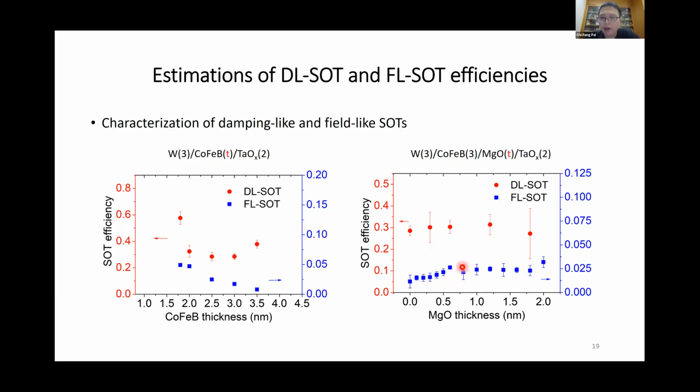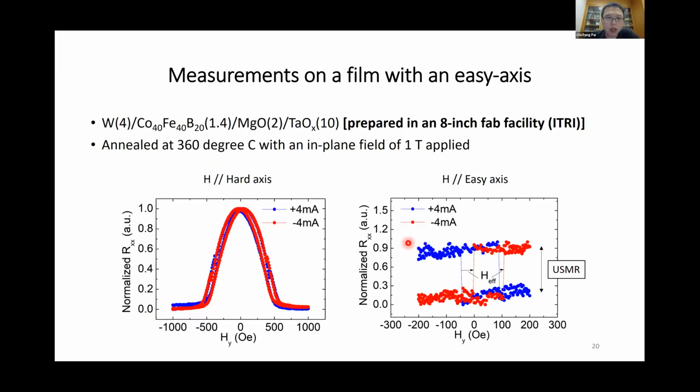But again, the field-like torque efficiency is much smaller than the damping-like torque efficiency. So finally, ITRI, the research facility, provided us some very nice films prepared in their 8-inch fab lines. The film structure they gave us was 4 nanometers of tungsten with 1.4 nanometers of covalent boron, and on top of it 2 nanometers of MgO.